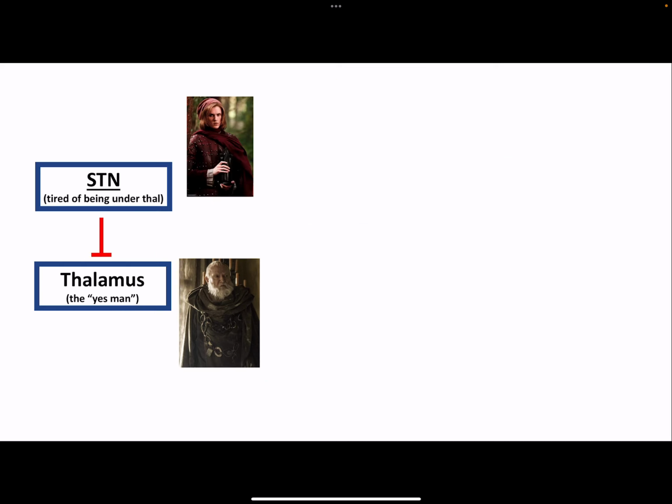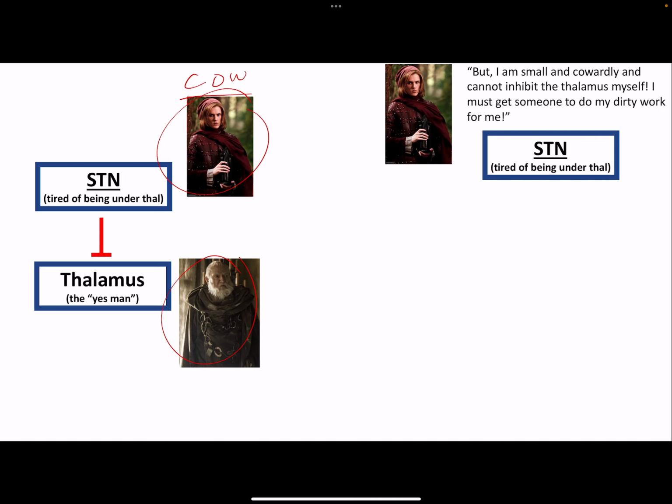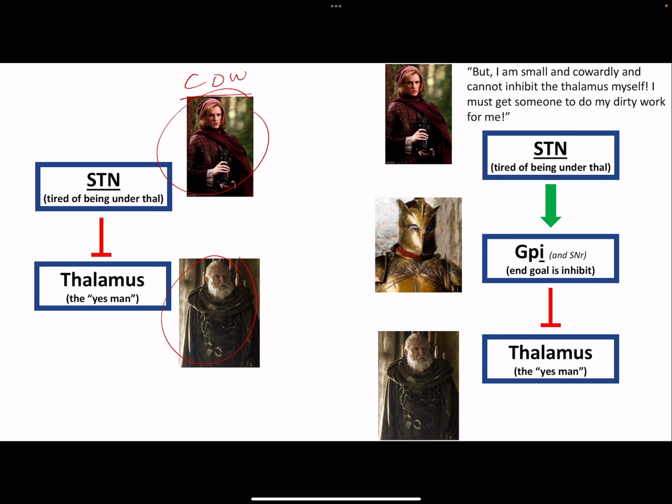All right, so the subthalamic nucleus is just like, I'm tired of being under your oppressive rule. I want to turn you off. But this person right here is a coward. They can't do it directly, so they need to go through somebody else to turn off the thalamus. So they're going to get this mercenary, this swordsmith, this big brute. They're going to pay them to shut down the thalamus. And that also makes sense, again, because the GPI's job is to inhibit movement, and the thalamus is trying to activate movement.